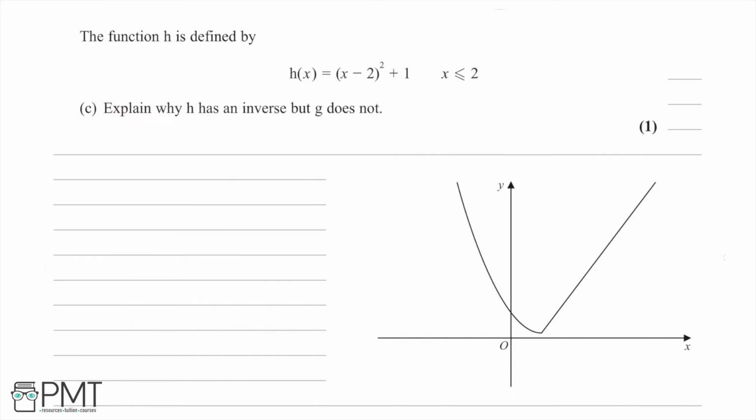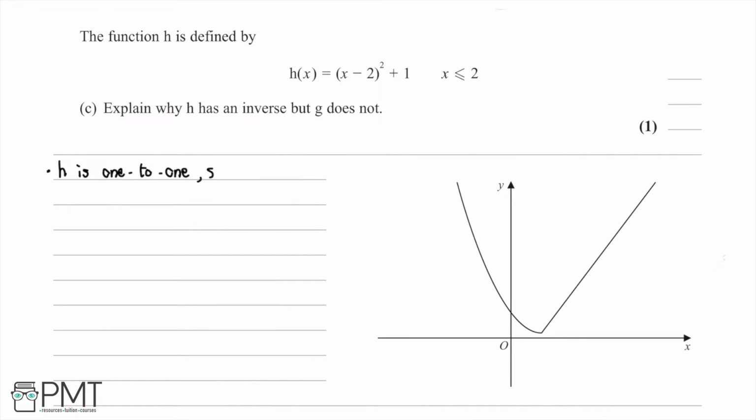So in part C of this question, we're now given a function h, which is going to look familiar. It comes from part of our piecewise function from the previous part of the question, with the function g of x. So we have now that h of x is equal to x minus 2 squared plus 1 for x less than or equal to 2. And we're to explain why h has an inverse, but g does not. So we're first just going to note down that h is 1 to 1.